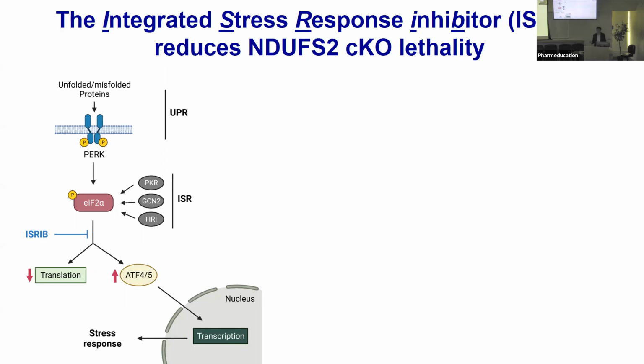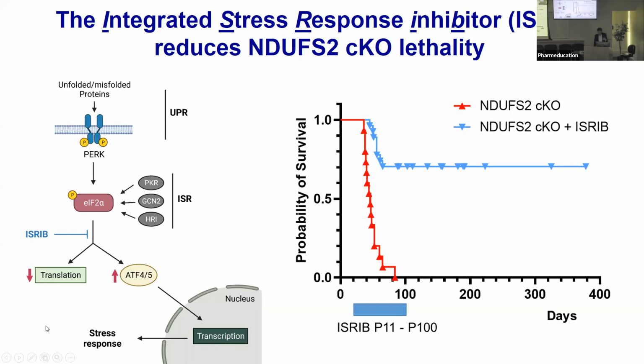There's lots of papers on it. So we dosed our mice. And this work, by the way, was done in collaboration with Sung-Hae Han. Sung-Hae basically gave ISRIB starting at P11 and until P100. And you can see, remarkably, many of these mice are rescued, right?